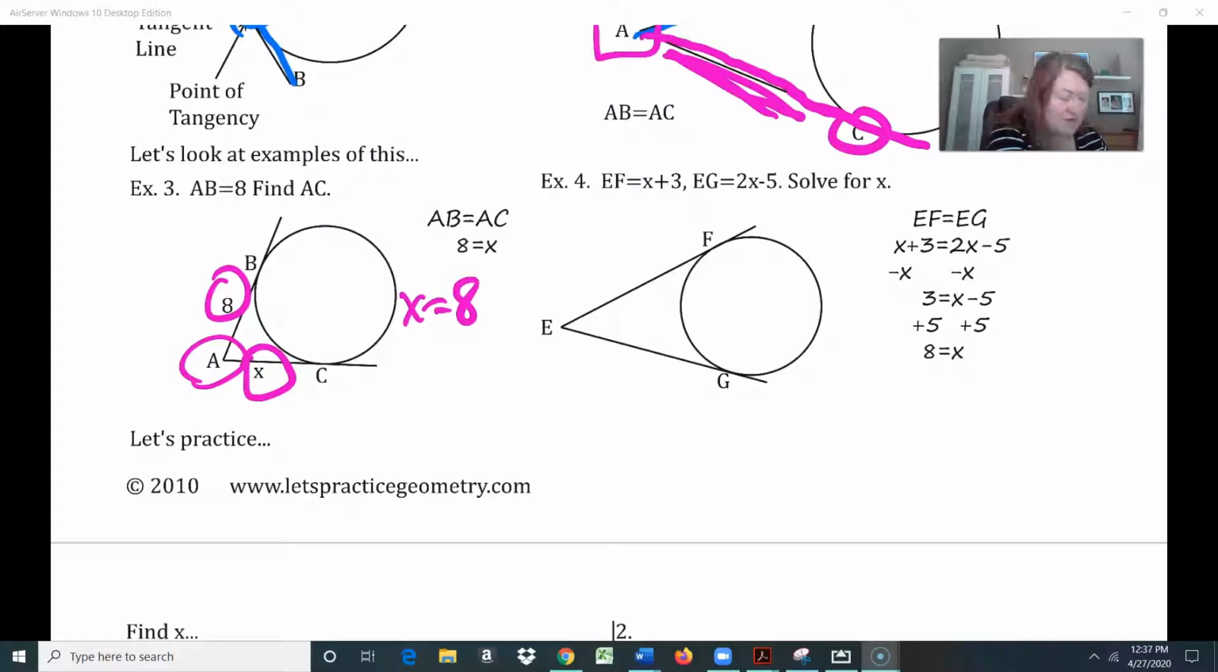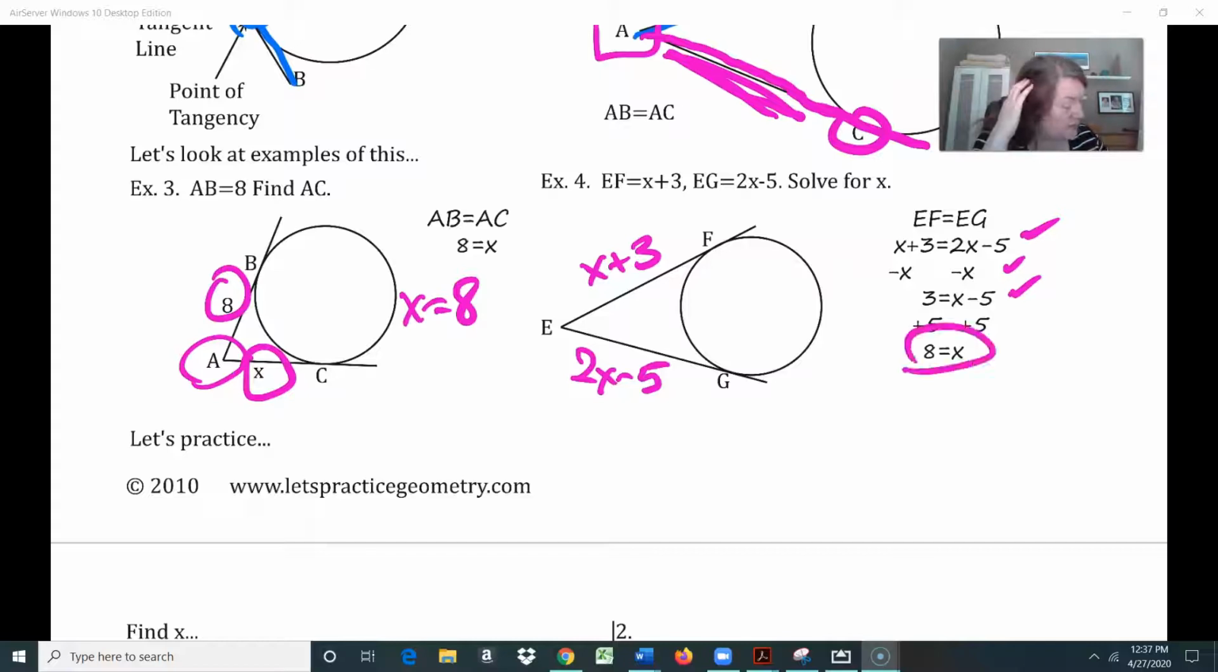Over here, we're going to have to do some algebra. It says E to F is X plus 3 and E to G is 2X minus 5. So we're going to set those equal to each other. We're going to get the X's to the same side by subtracting one of them, so we'll get X minus 5 on one side and a 3 on the other. Then we get X by itself by adding 5 to both sides, so X equals 8.